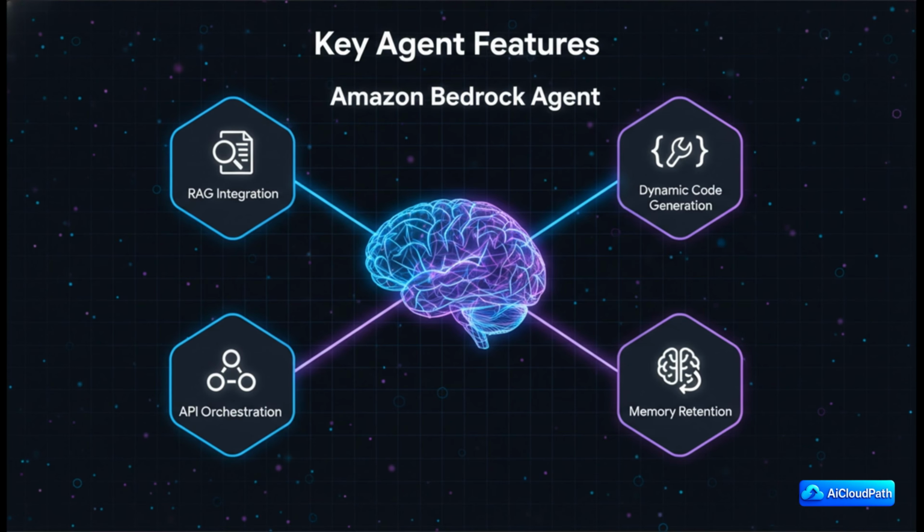First up is RAG, or Retrieval Augmented Generation. The easiest way to think about this is like giving the AI a secure library card to access all of your company's private data. Then you have dynamic code generation, which lets it figure out complex logic on the fly. API orchestration is how it talks to all your other systems. And finally, memory retention gives it the context it needs to have personalized conversations.